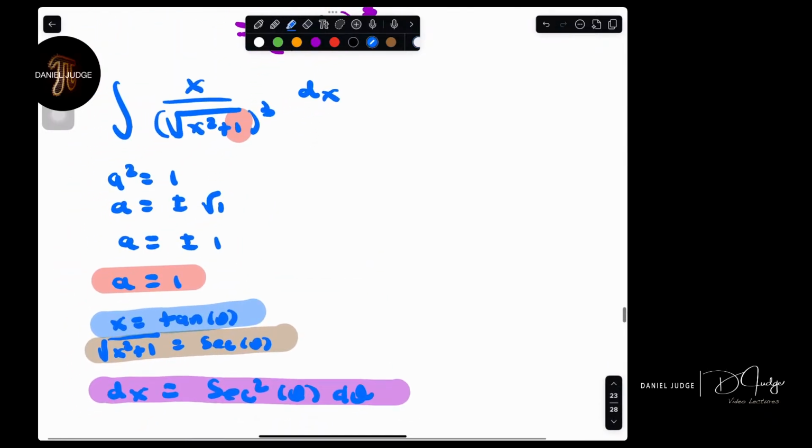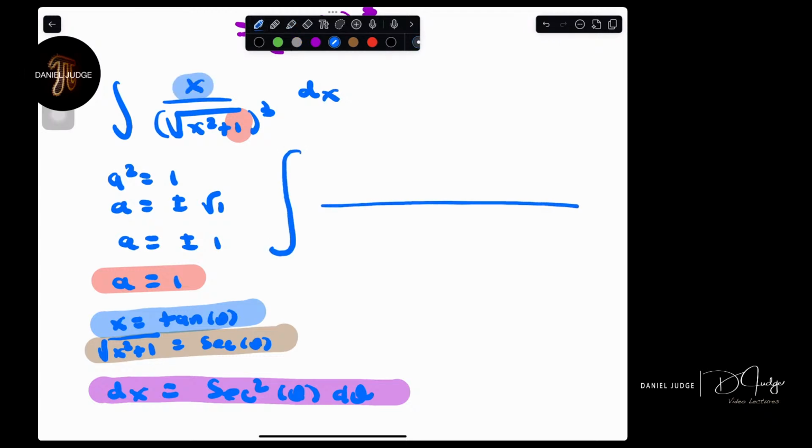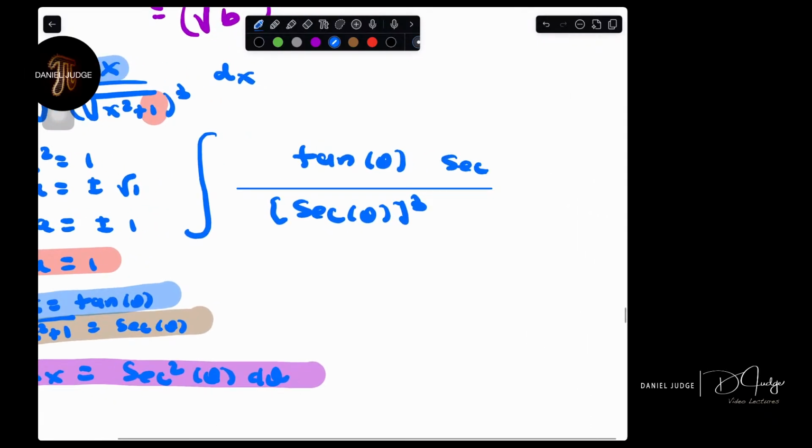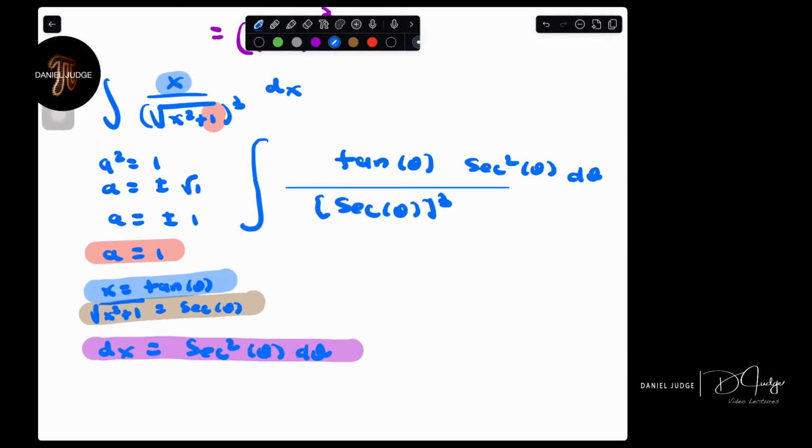So the integral now becomes, we have already x in the numerator right here. Probably going to have to move this down, but that'll be x is tangent theta. We know that. The radical is secant theta, but that's being raised to the third power. And our dx is secant squared theta d theta. So maybe I can sneak that in here. Looks like we were able to. But let's make sure everything is what it should be. Dx will be what? Secant squared theta d theta.